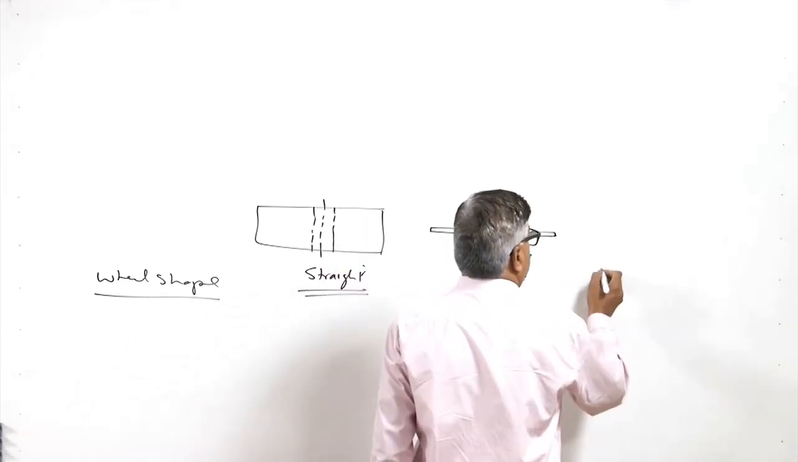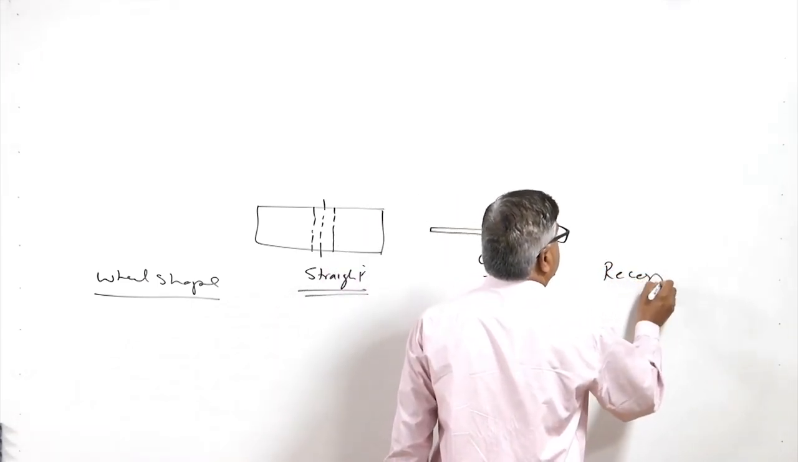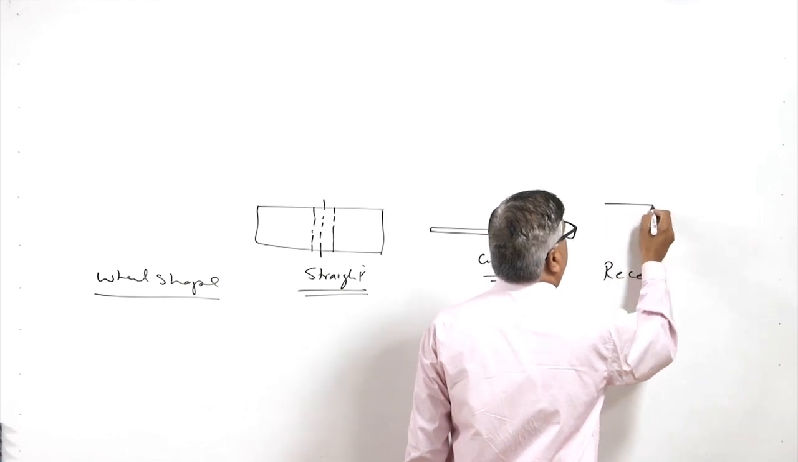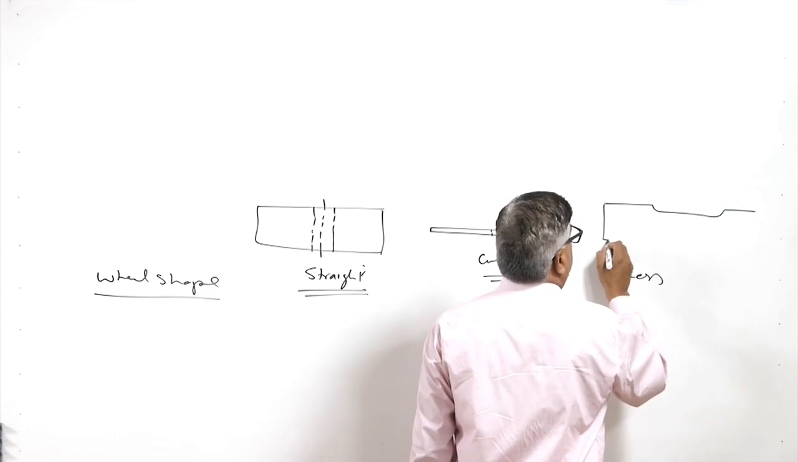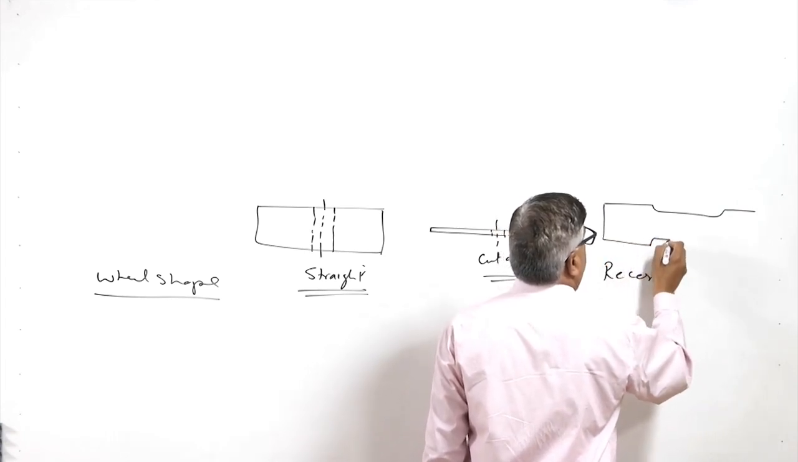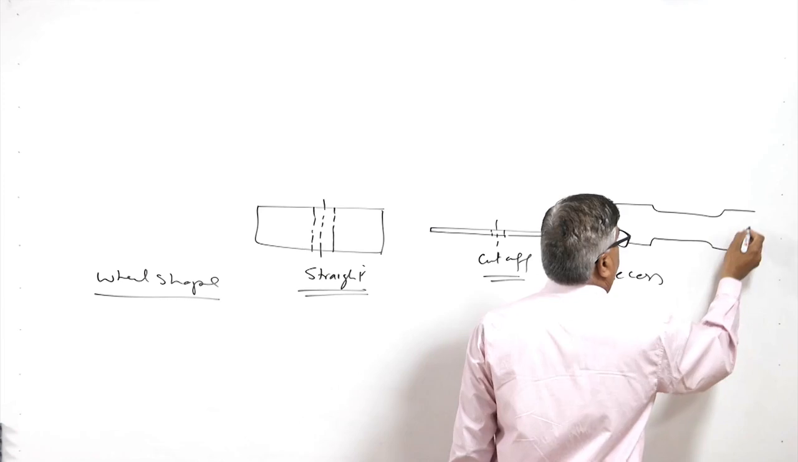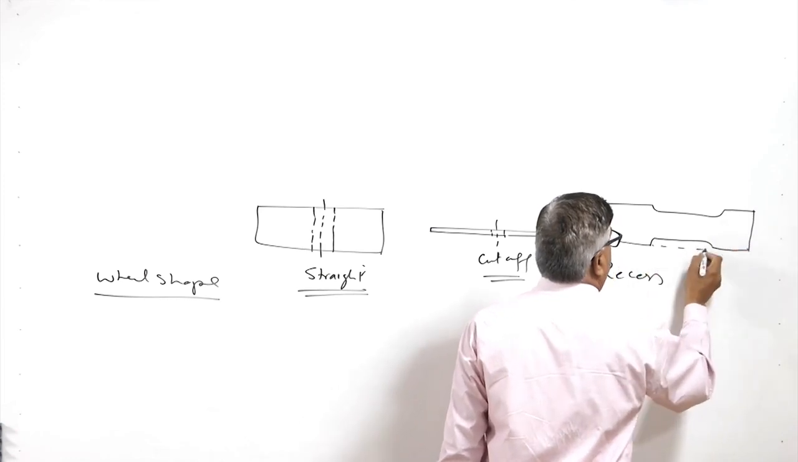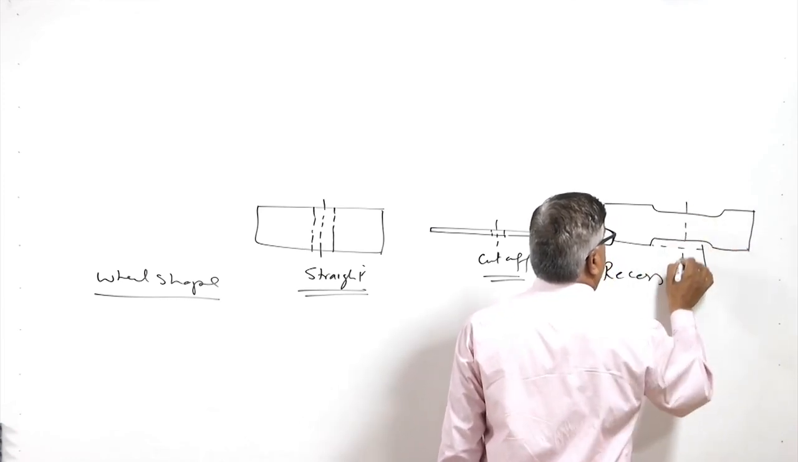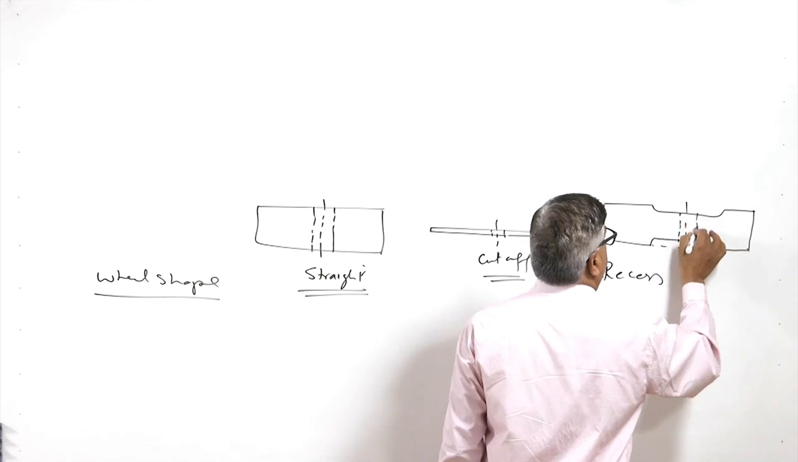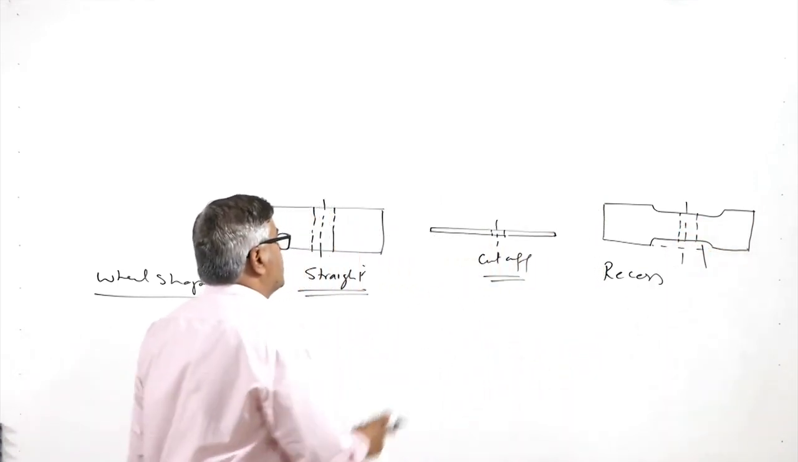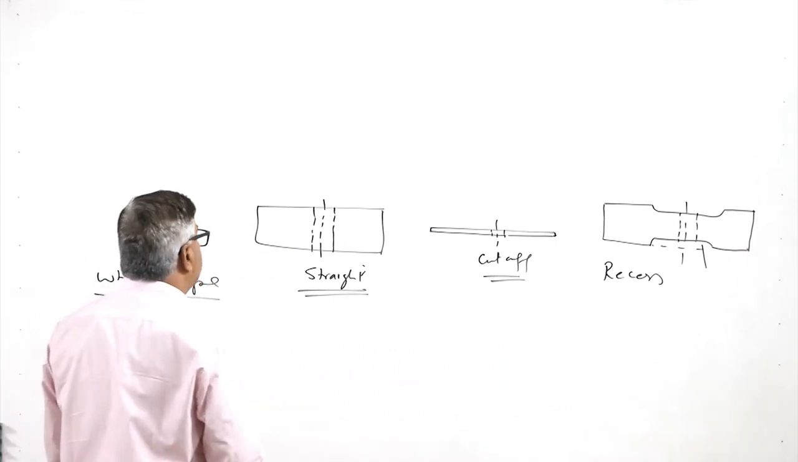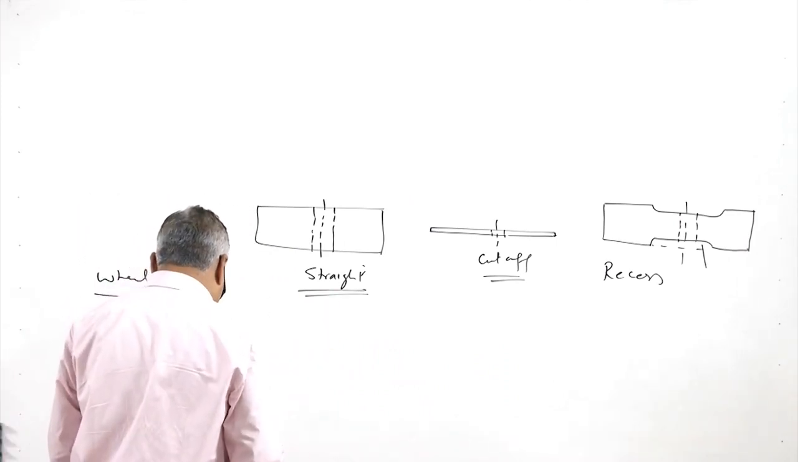Then recess wheel, wherein some kind of gap is obtained in the middle portion of the wheel. So, this is the kind of recess which is given to the wheel. This is the center hole which will be used for mounting of the wheel, and so this is the recess type of grinding wheel, straight wheel, and the cut off wheel.